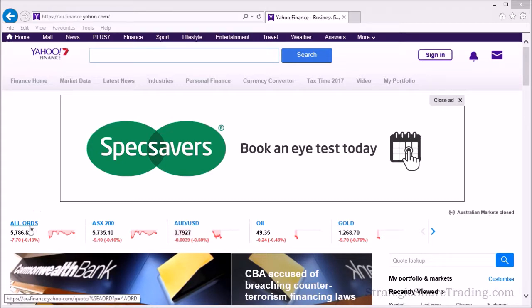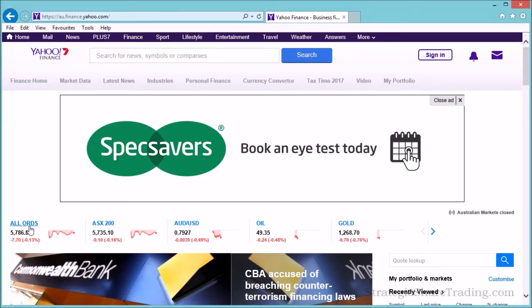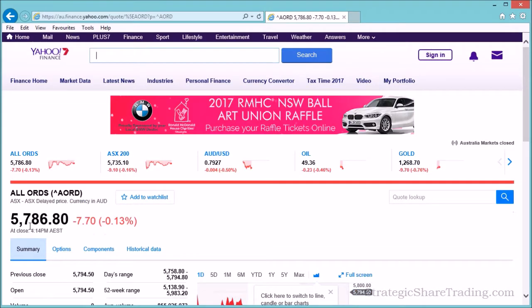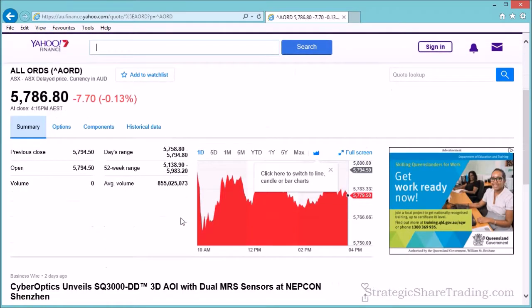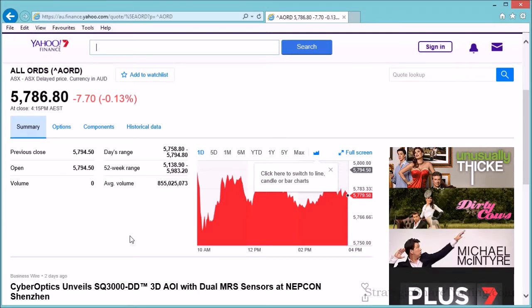So let's have a look at the All Ords. Okay, up comes the current value of the index here, and also we've got this little chart here which is showing us the changes in the value of the index just for today. You can see underneath it starts at 10 AM when the market opens and finishes 4 PM when it closes. I'm going to click up here to go to a full screen chart.